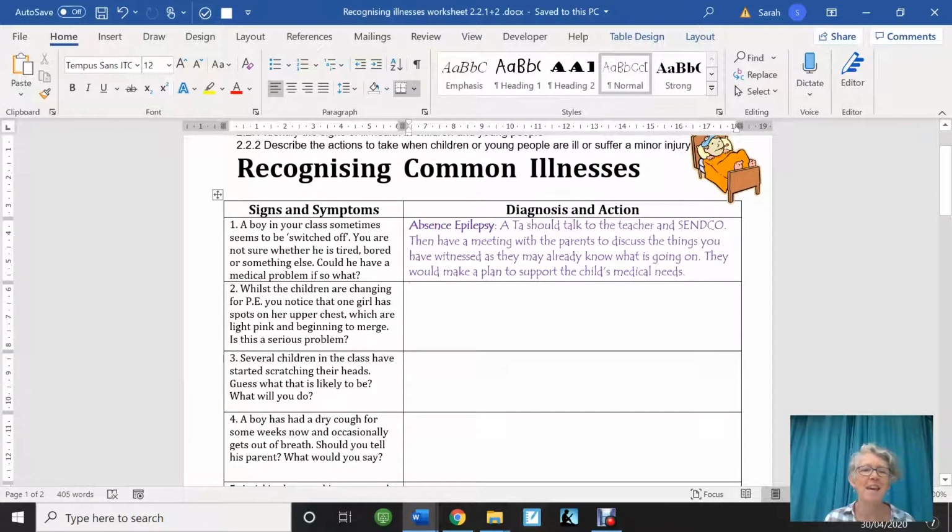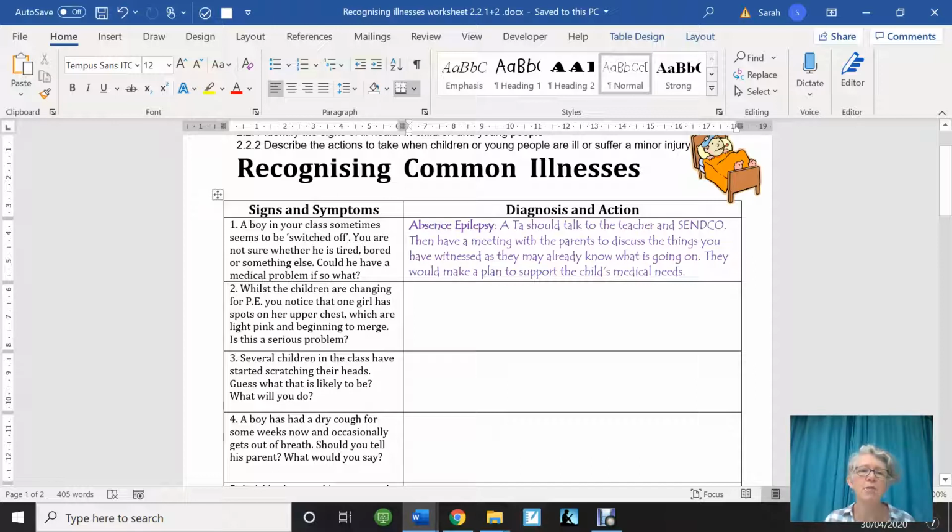So you're going to be the doctor, maybe. You could think of yourself as a doctor, or the school nurse, or a parent. Well, but actually you're the TA and you're looking at a child who just doesn't seem quite right. What is their problem? And you've got to say, what illness do you think it is? And what action would you take? So I've done the first one for you.